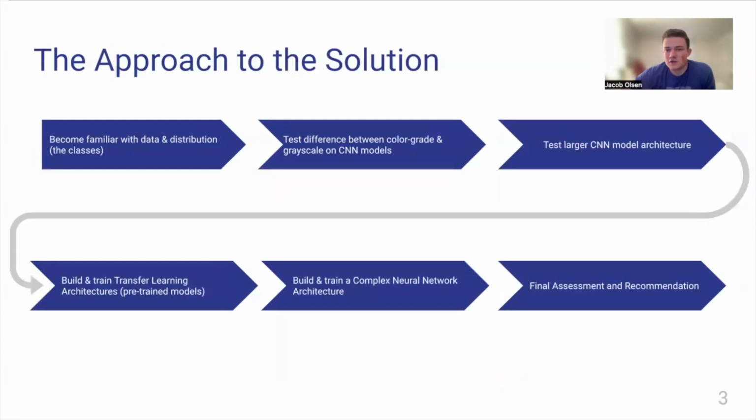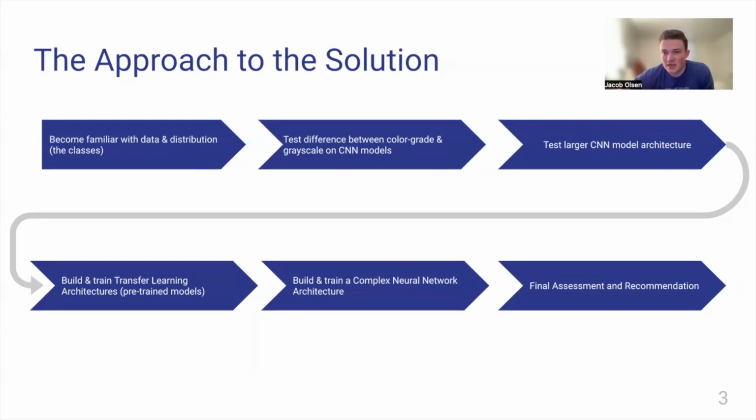Well, my approach was first to become familiar with the data and distribution. I was provided with training and test data from MIT, and there were thousands of images of four different classes: happy, neutral, sad, and surprised. Had thousands of images for each of those classes to be able to feed into the model to train it.